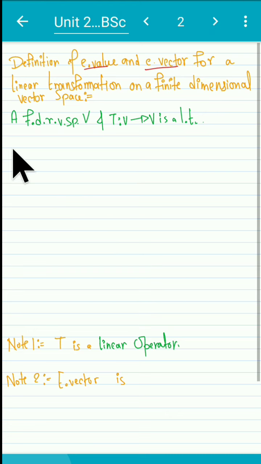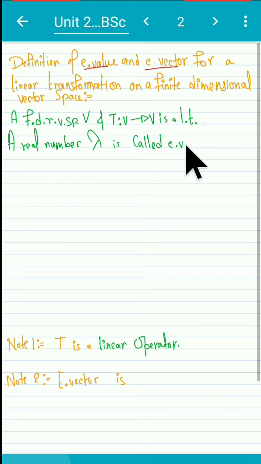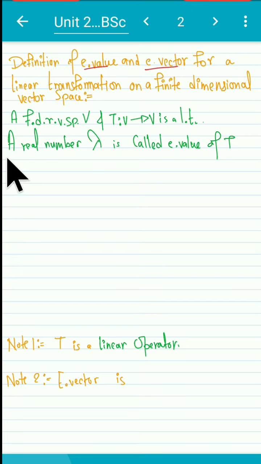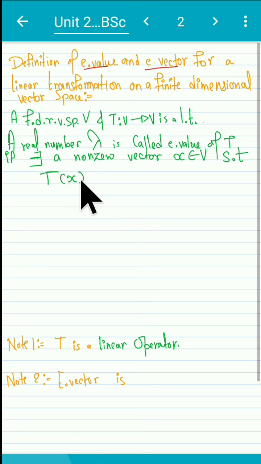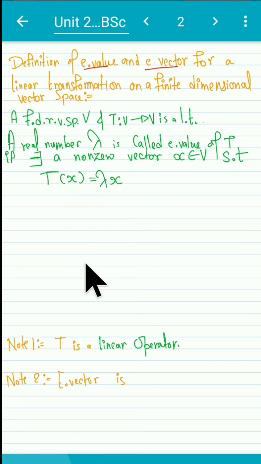Now I will define. A real number lambda is called an eigenvalue of T if there exists a non-zero vector x inside V such that T of x is nothing but lambda times x. I give you 1 minute to digest the definition. I will explain it now.